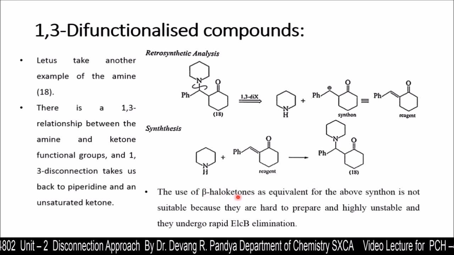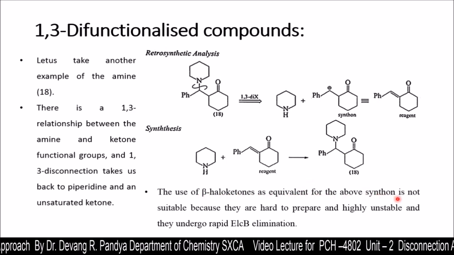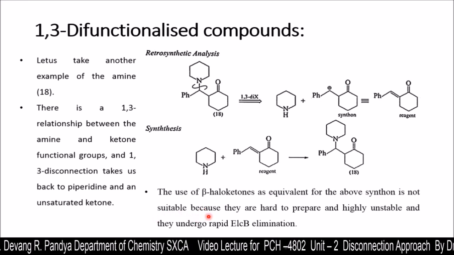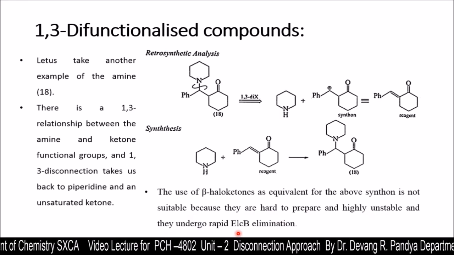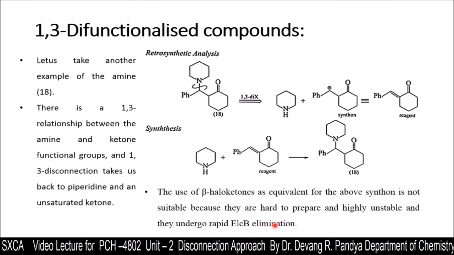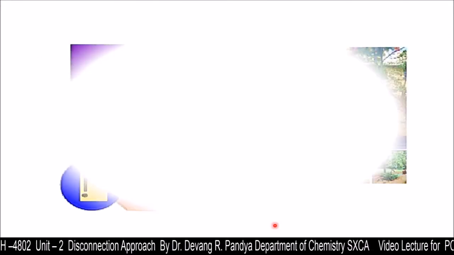The use of these beta-haloketones as equivalents for the above synthon is not suitable because they are hard to prepare and highly unstable and undergo rapid E1CB elimination. That is the limitation of this synthesis.